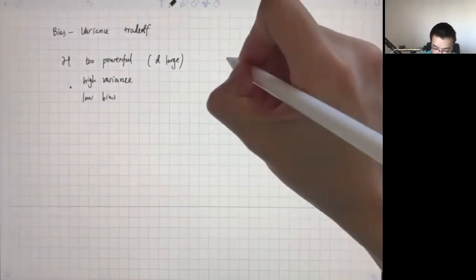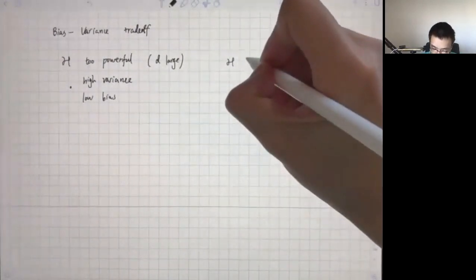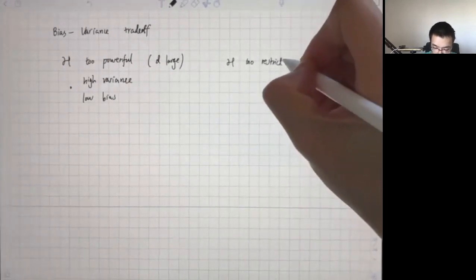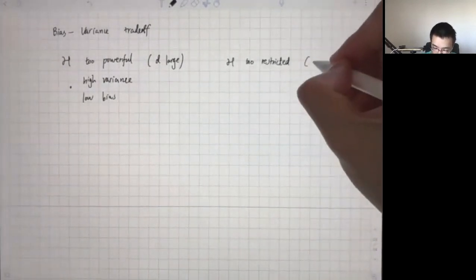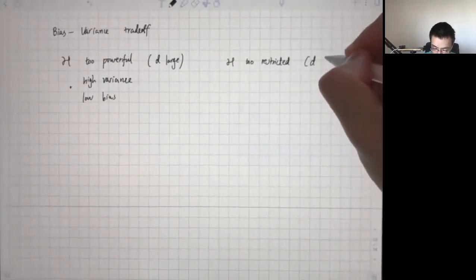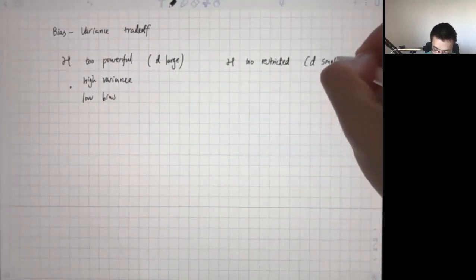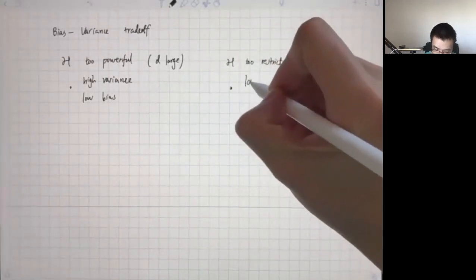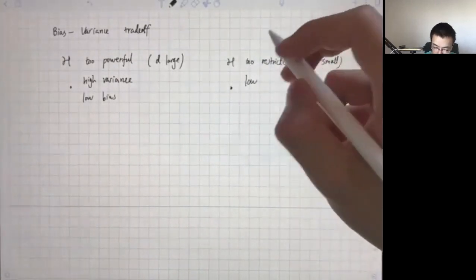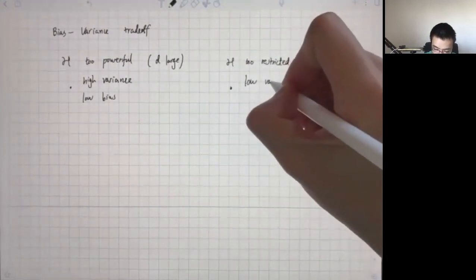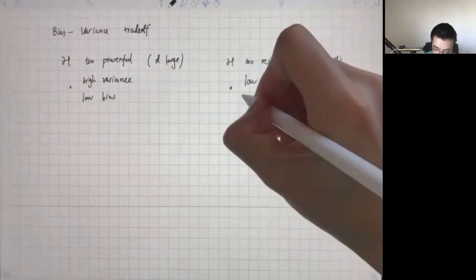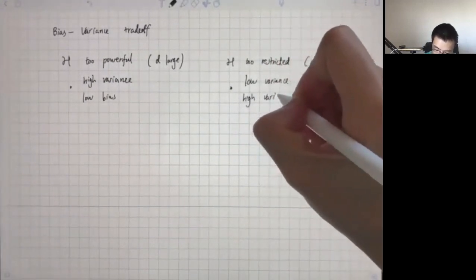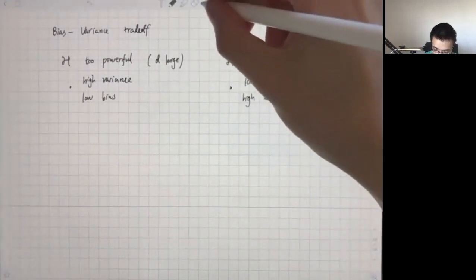On the other hand, if the hypothesis class is too restricted, meaning you have very few hypotheses in your hypothesis class, then typically d is very small, and you are likely to have low variance because you have very few functions in your hypothesis class. So every time you will get the same function, but it has high bias.